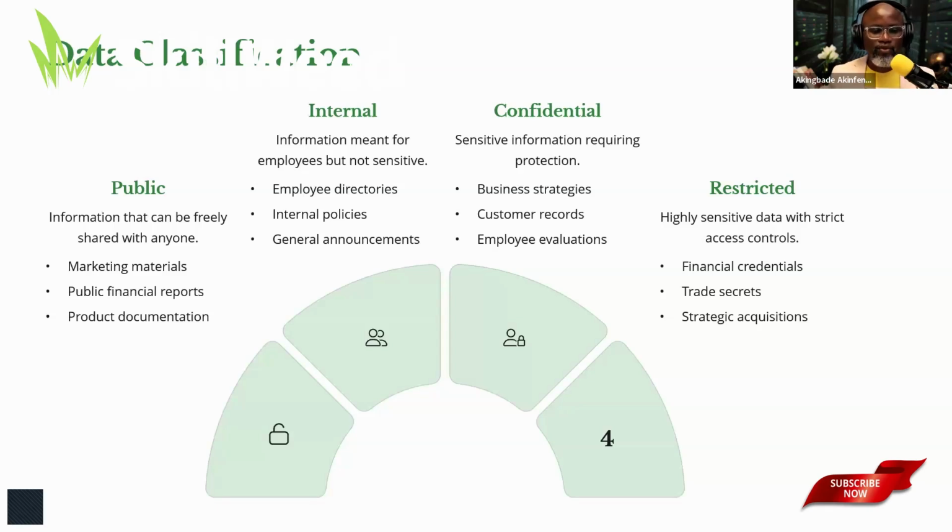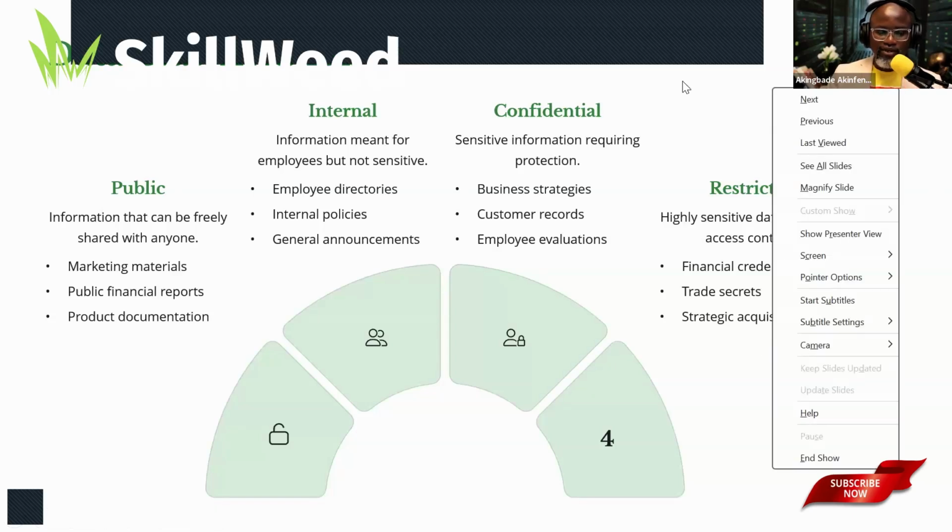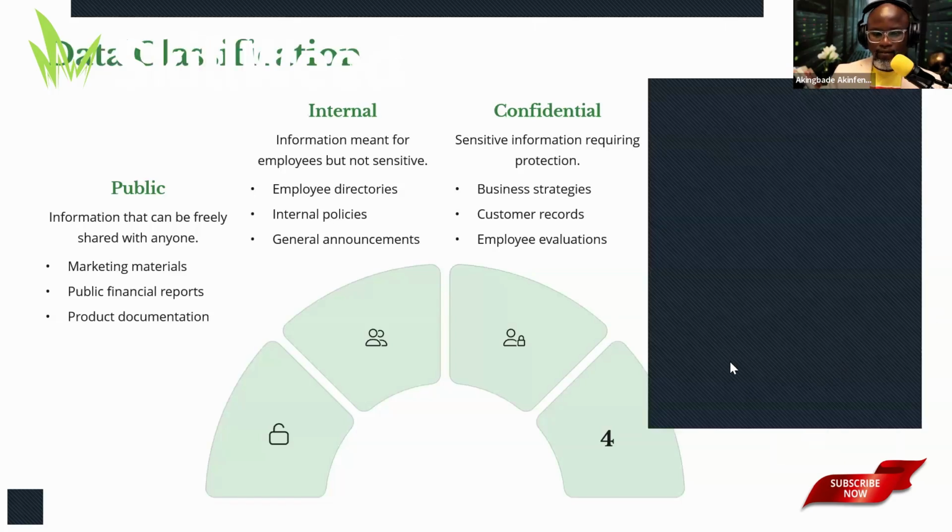So these are some ways people classify data. Can we all type this real quick? If I ask you what are some classifications you're familiar with, just tell me public, internal, confidential, and restricted. Can we type it real quick?